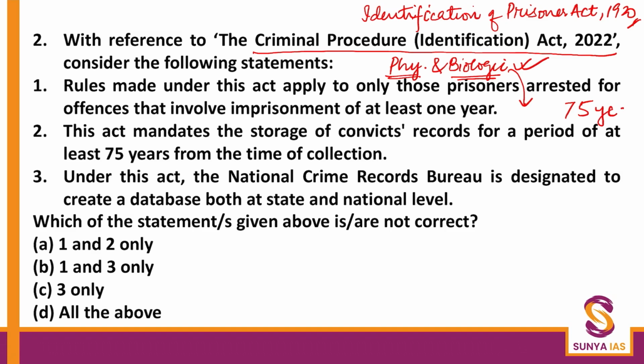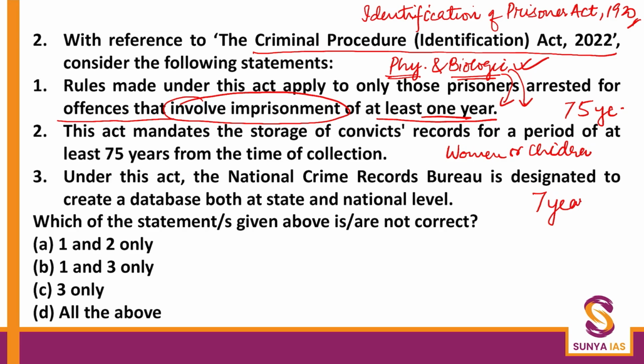Now, let's see the statements. Rules made under this act apply only to the prisoners arrested for offences that involve imprisonment of at least 1 year. Class, the biological samples have to be collected from the prisoners who are convicted of a crime against women or children, or they have committed a certain offence whose punishment is at least 7 years. Then only their biological samples will be collected, not 1 year. So statement 1 is wrong.